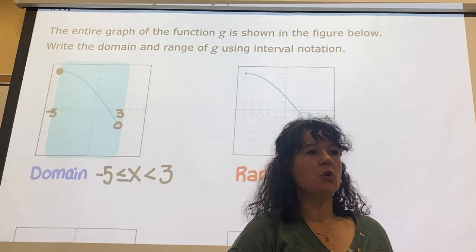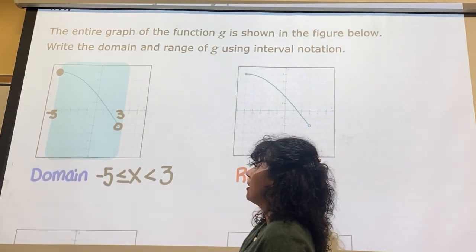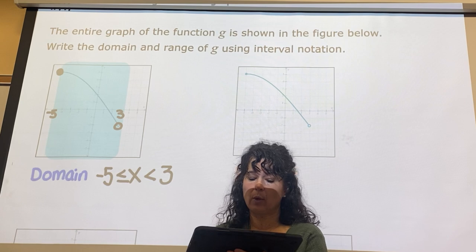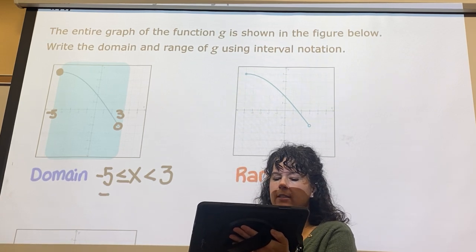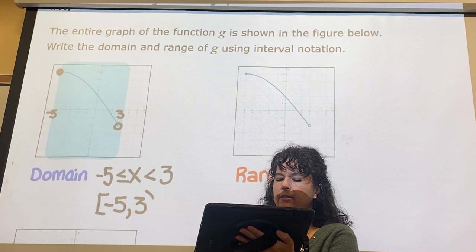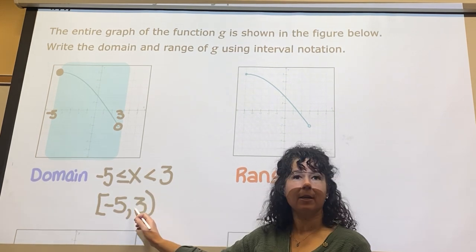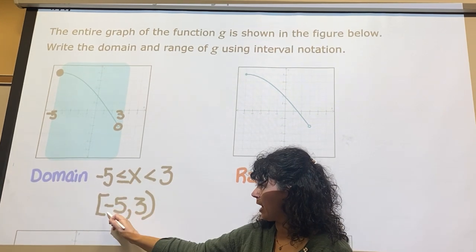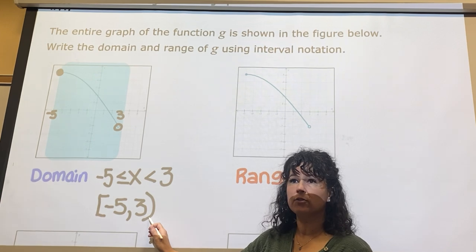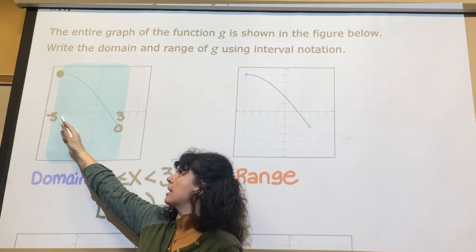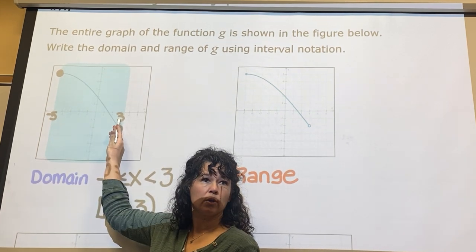But the directions say you want to use interval notation. So closed dots go with brackets and open dots go with parentheses. So my final answer is bracket -5 through 3, and it's a parenthesis. These two things mean the same thing, but this is interval notation. See how underline is a bracket, no underline is a parenthesis. They're coming off the x-axis, so the furthest left is -5 through 3.